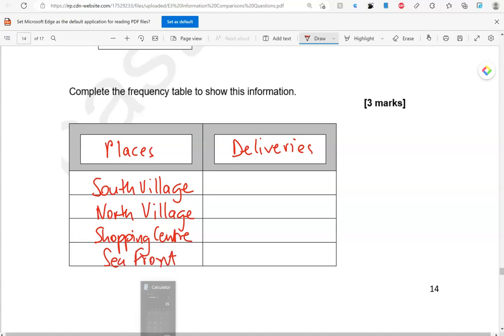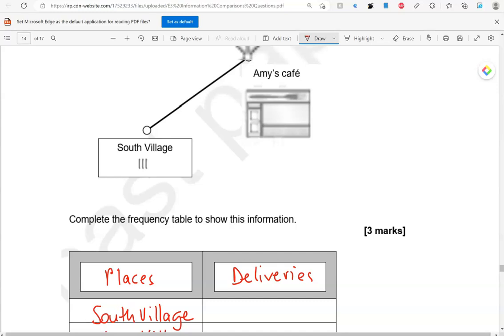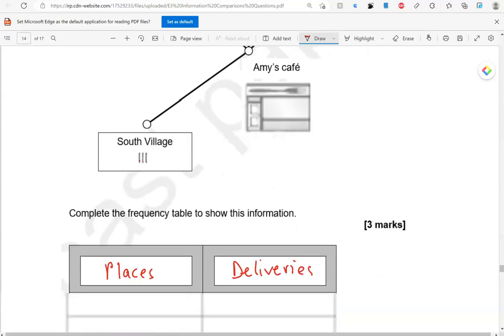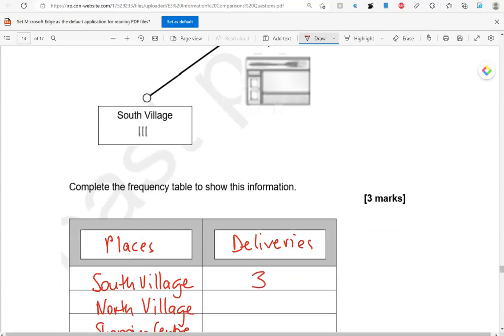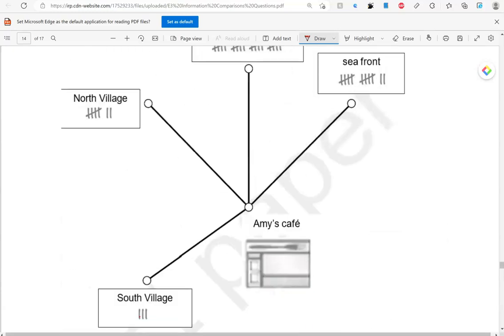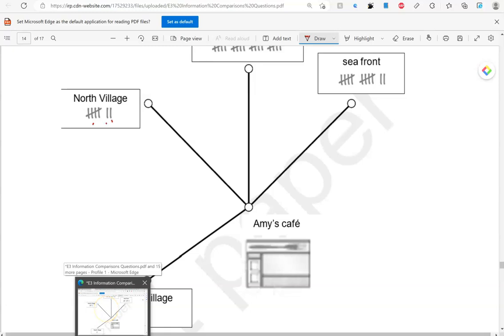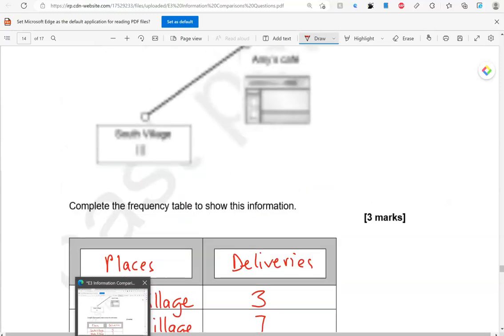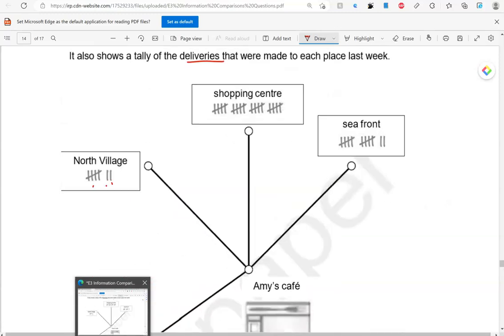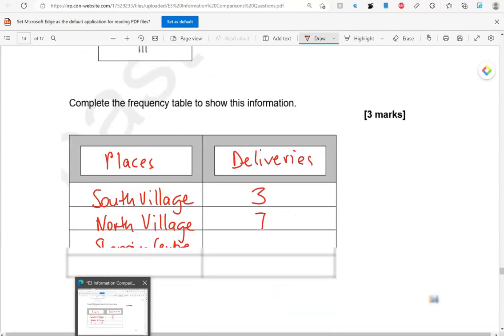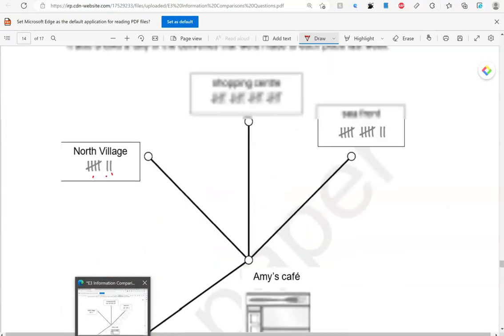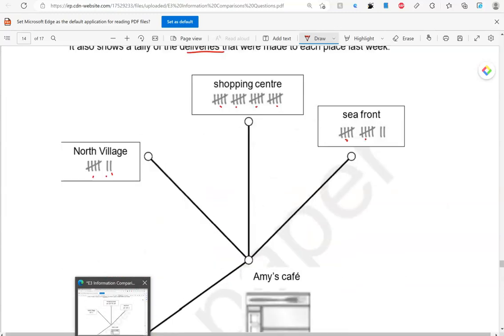Number of deliveries. South Village has 1, 2, 3. North Village has 5, 6, 7. Shopping Centre 5, 10, 15, 20. And Seafront we have 5, 10, 11, 12.